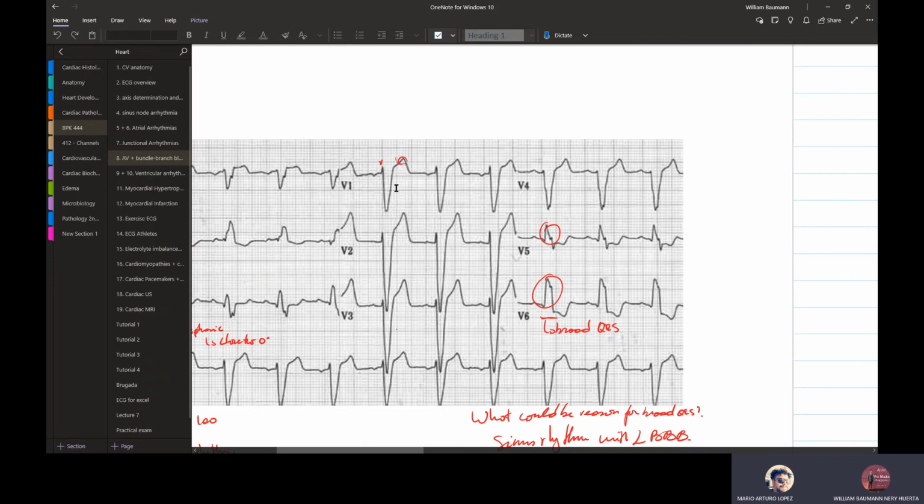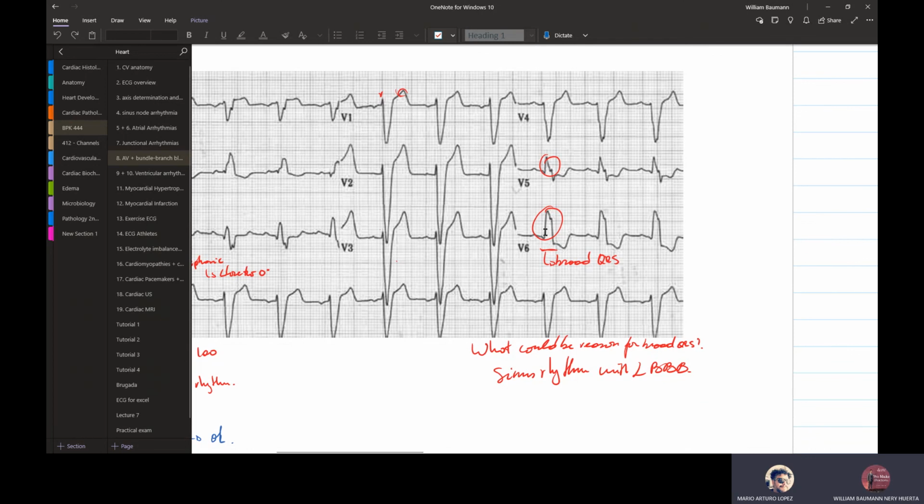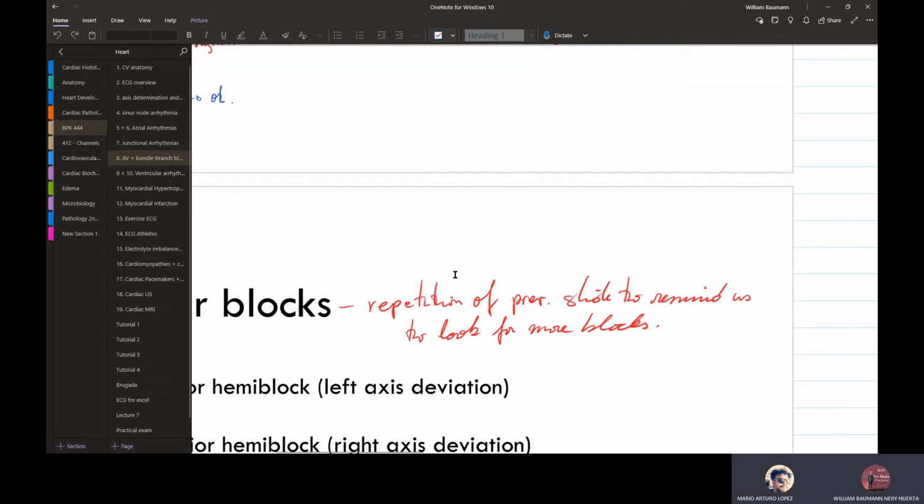Because you're expecting them to be, on a normal ECG, positive, right? But in this case, we see only the M shape on the V6 and V5, right?